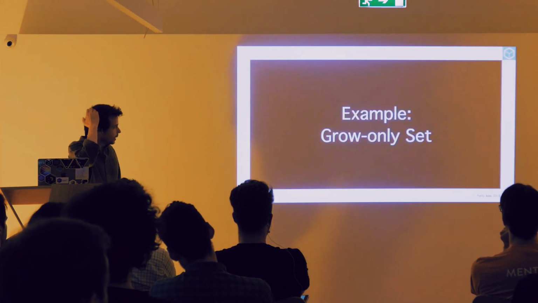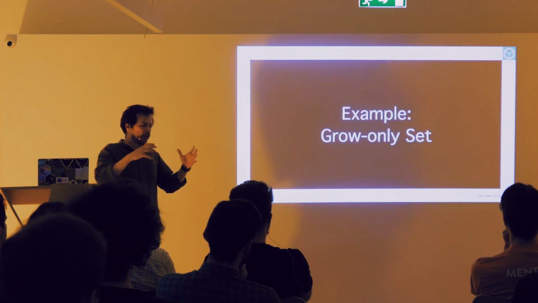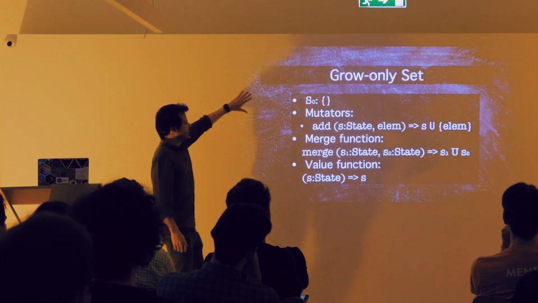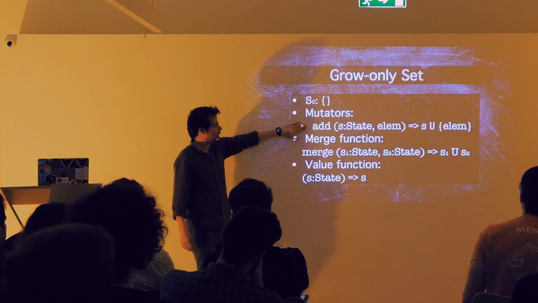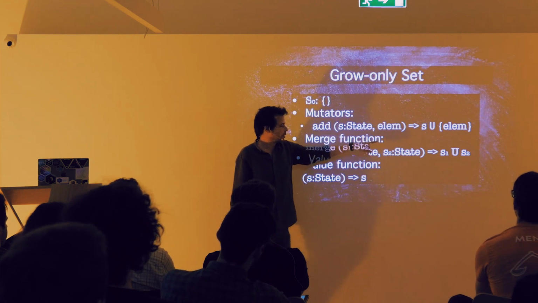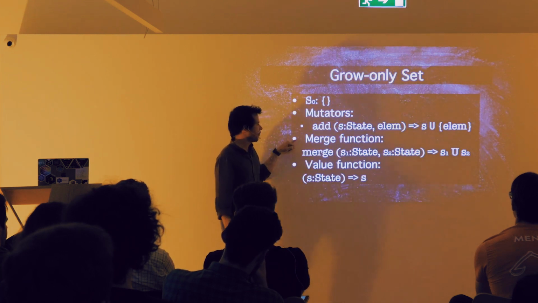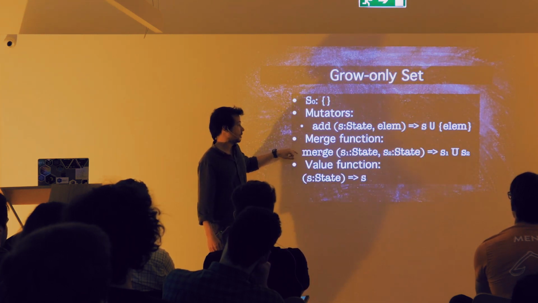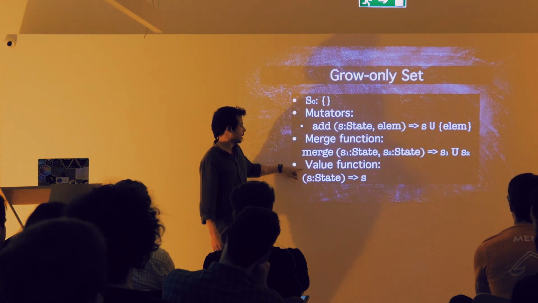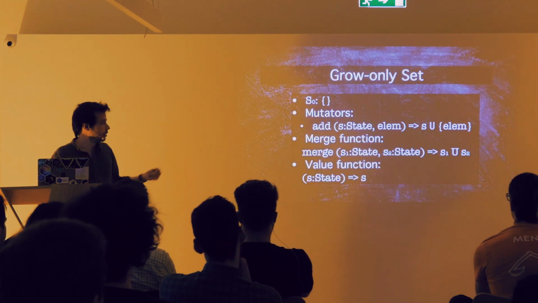So a quick example would be a grow-only set, which is a set whose members can only grow. You cannot remove members. So the initial state is the empty set. Mutators are adds. You can add an element and it returns the state union with the element itself. The merge function is also the union of both states, which are the sets, and the value function is the state itself, because the state is already the set.